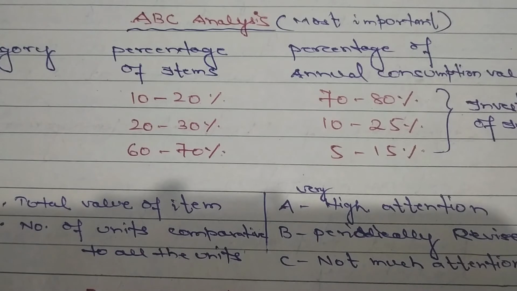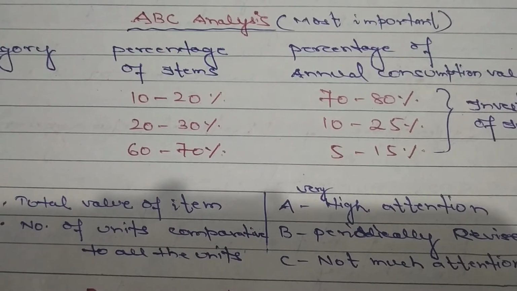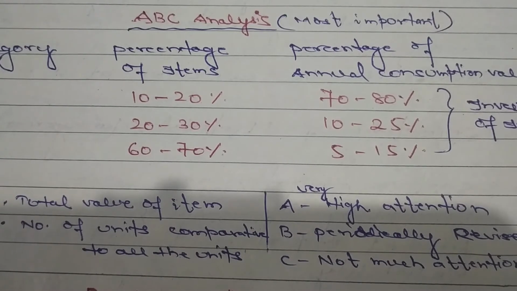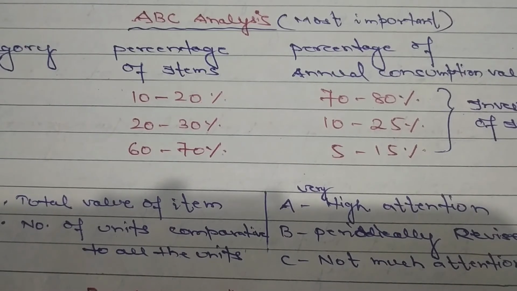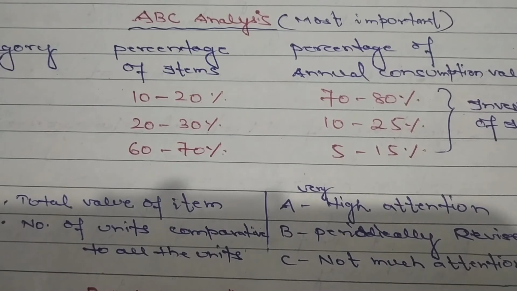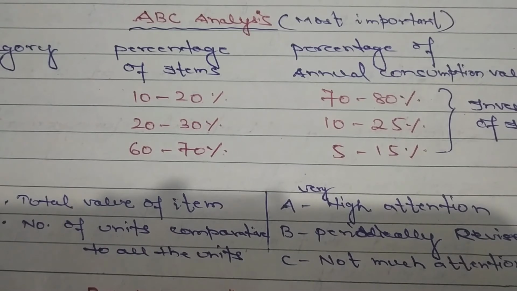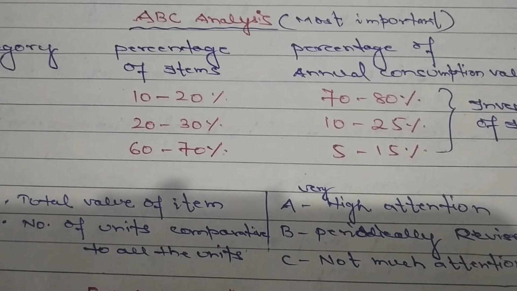Based on value you have to make a descending order, higher to lower. It could be possible that 10% of the items, meaning out of 100 items, 10 or maybe 20 items, 10 to 20 items, could create a value of 80% of your 1 lakh, the total inventory. So you have to focus more and more on that 10% of items which cost 80% of the total value.